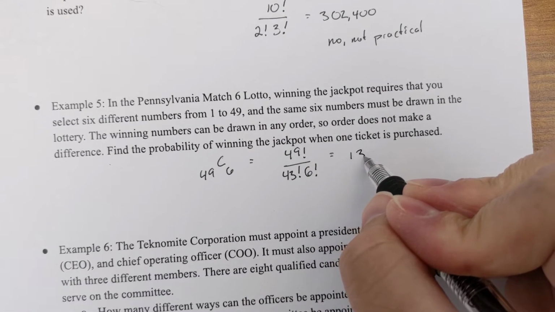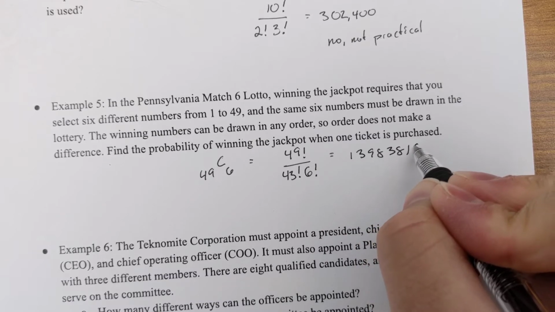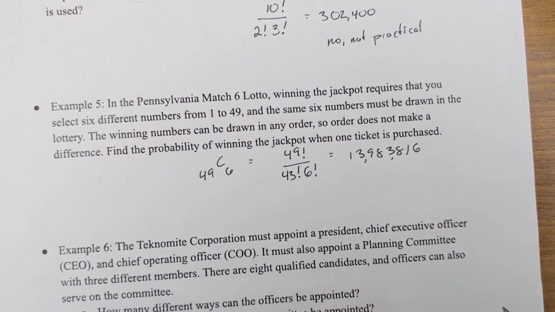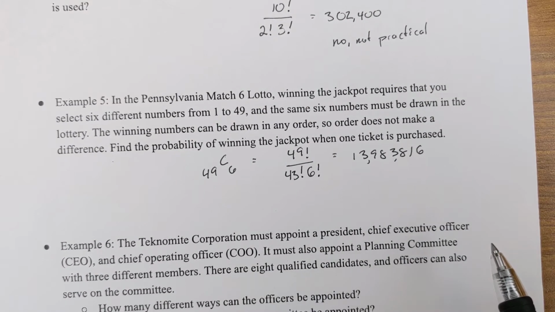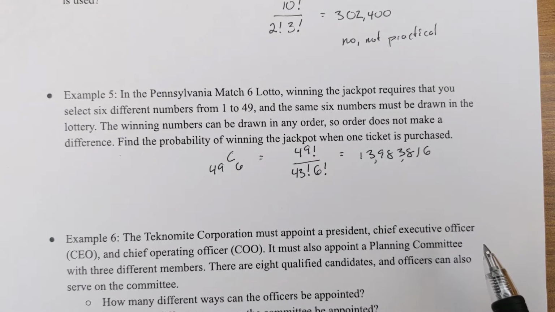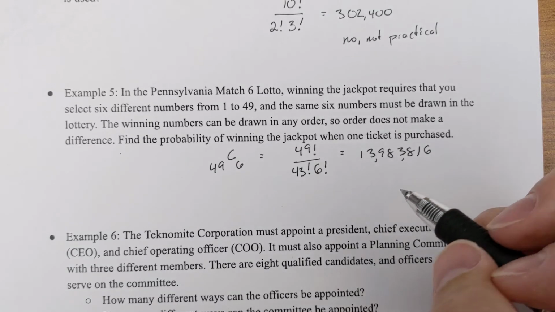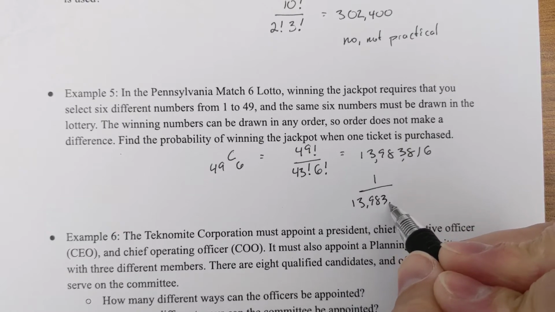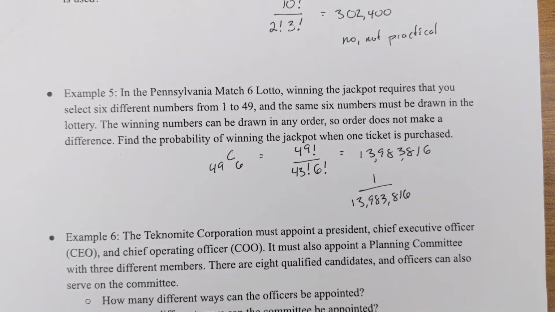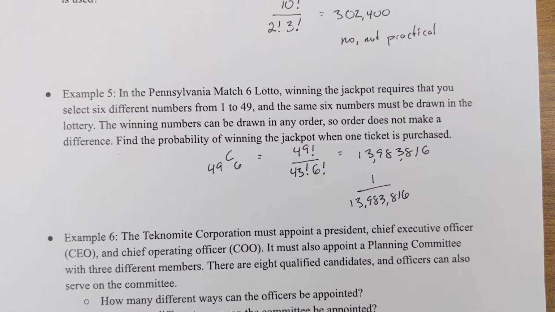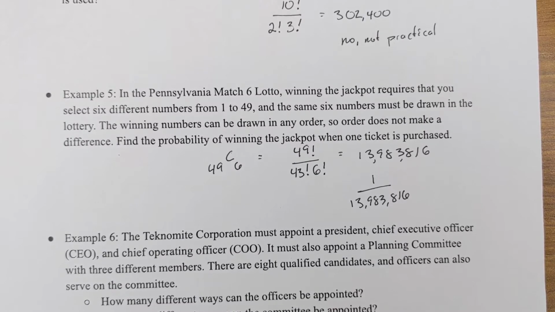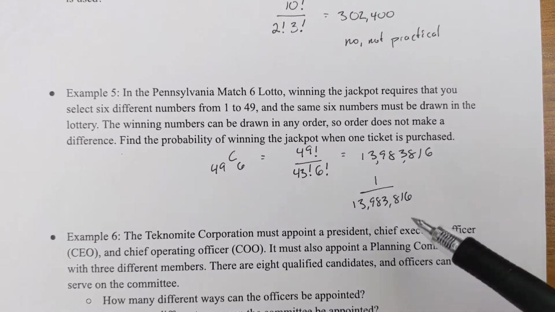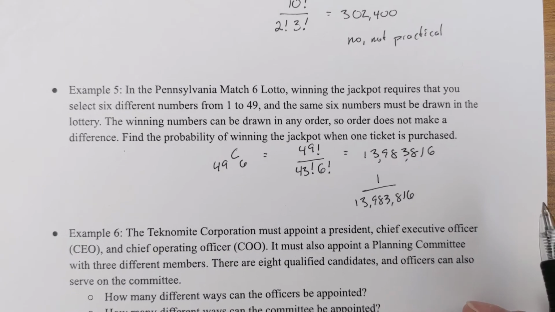Let's see here, 13,983,816. So there are 13,983,816 different lottery ticket combinations. So find the probability. Well, only 1 ticket's going to win, or 1 combination. More than 1 person can have the same number, but only 1 combination wins. So that's the probability of winning if you purchase 1 ticket. So this is why lottery, not a good investment. You have a vanishingly small chance of actually winning.